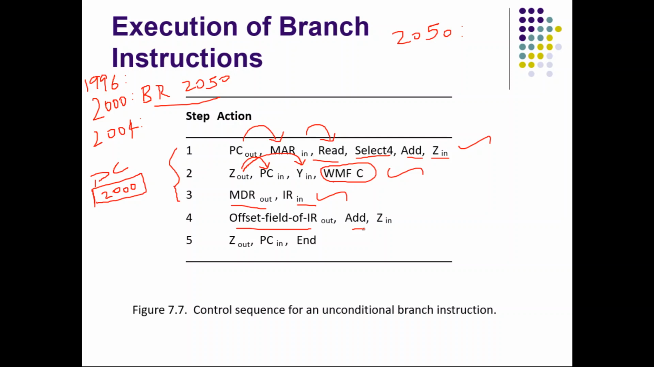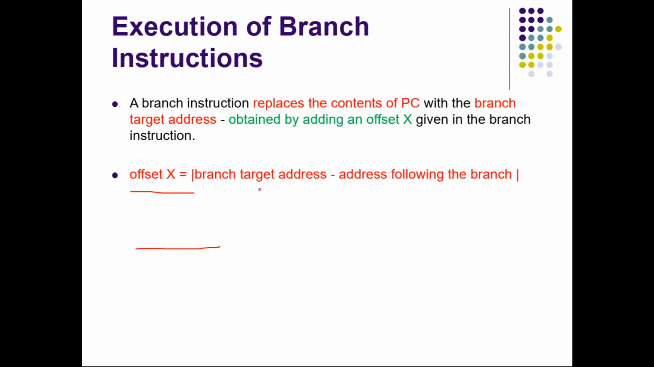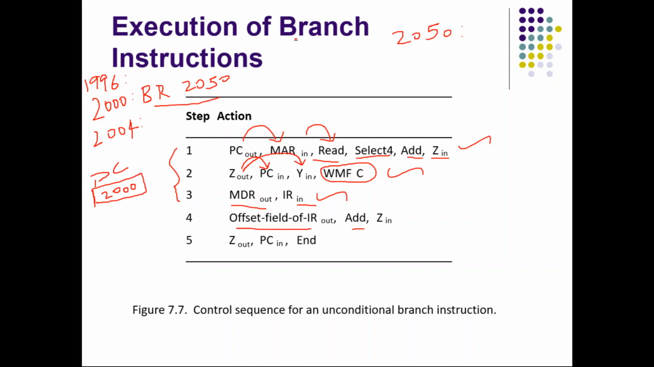So what is the offset field of IR out? Previously we discussed how to calculate the offset: branch target address minus the address following the branch. In our case the branch target address is 2050, minus the address following the branch, that is 2004. So 2050 minus 2004 is 46. So this is the offset. The offset field of IR out is going to the internal bus.